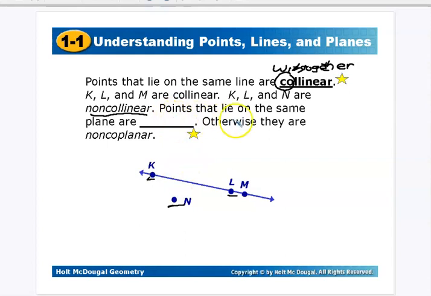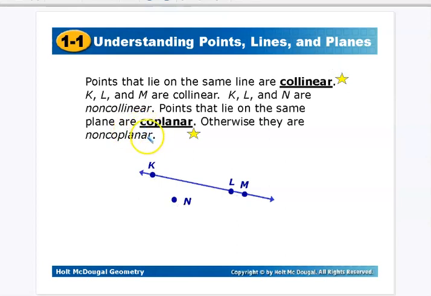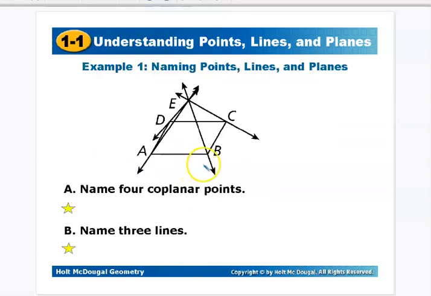However, points that lie on the same plane are called coplanar, meaning again, they are together on the same plane. Otherwise, they're known as non-coplanar. Okay? Pay close attention to things like prefixes. Okay? Things that will help us in context describe a term. All right, let's practice this a little bit.